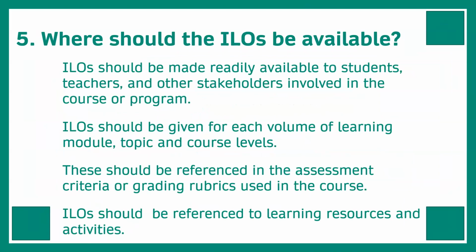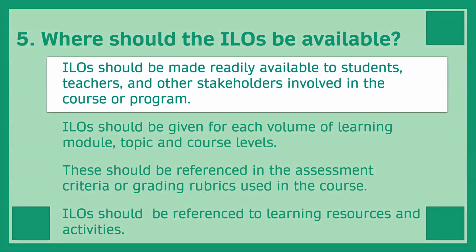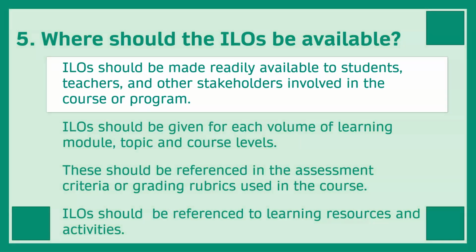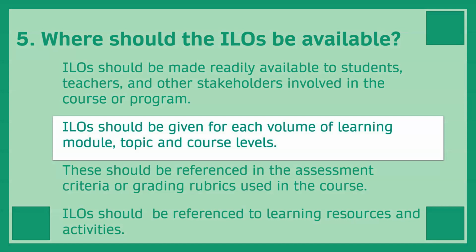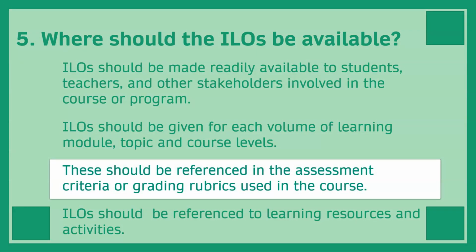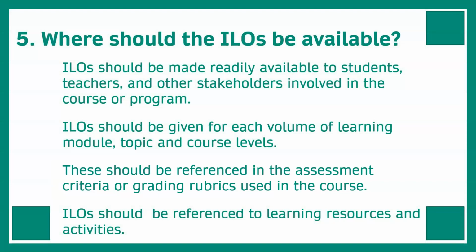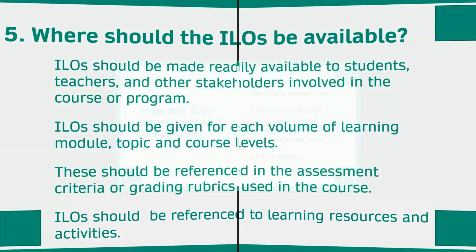Where should the learning outcomes be made available? Learning outcomes should be made readily available to students, teachers, and other stakeholders involved in the course or program. These should be given for each volume of learning: module, topic, and course levels. These should be referenced in the assessment criteria or grading rubrics used in the course. Learning outcomes should also be referenced to learning resources and activities.